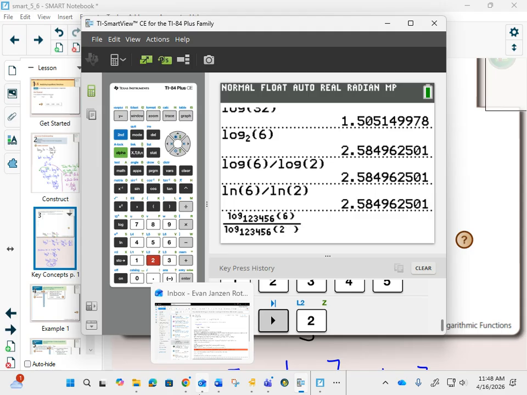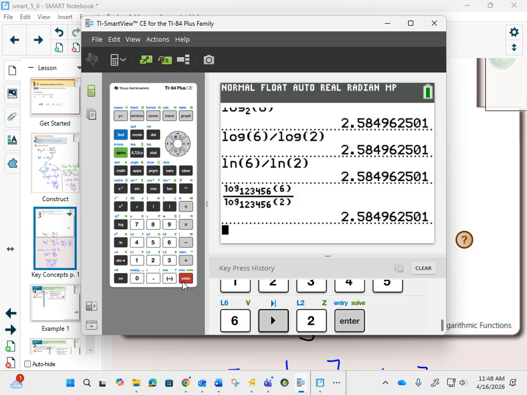I am right now in a moment where I don't know what's going to happen. My calculator might cry and crash on me, because this is really hard math for it. It's going to, in its head, try to figure out what exponent I would need for 123,456 to get an answer of 6, and then it's going to do the same thing with 2, and put them together. Does it crash? No!